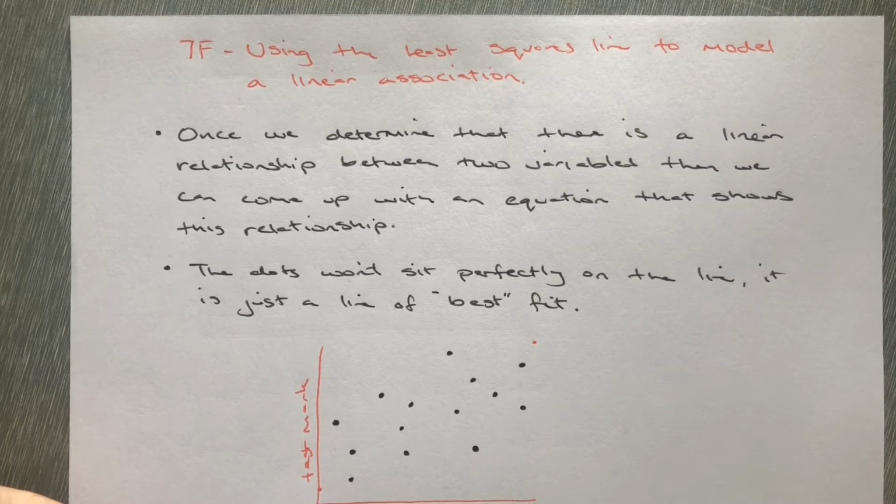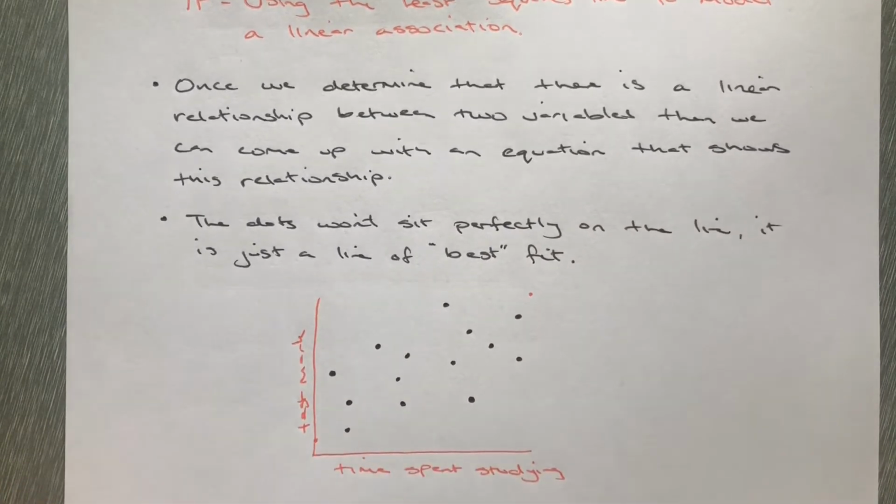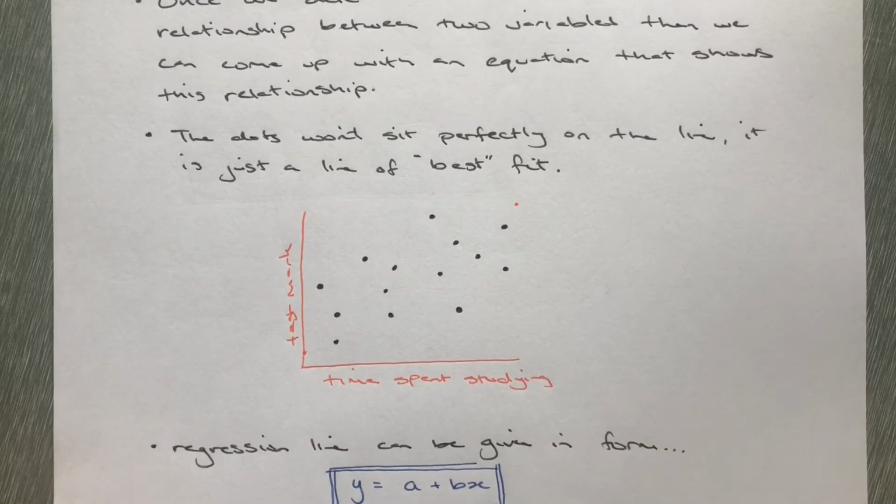But today in this lesson, we're going to be looking at 7F, which is using the least squares line to model a linear association. So basically what we're doing is coming up with a line that shows the trend or direction of all the information that we've been given, all the data we've been given.